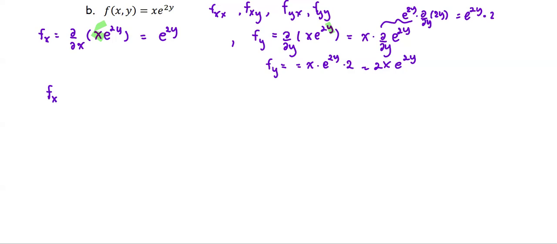partial derivative with respect to x, we find the partial with respect to x of fx. So the partial with respect to x of e to the 2y. As you see, this first partial derivative with respect to x has no x term in there. Therefore, it will be treated as a constant. So the derivative with respect to x is going to be 0. And then the next one we do with respect to y.